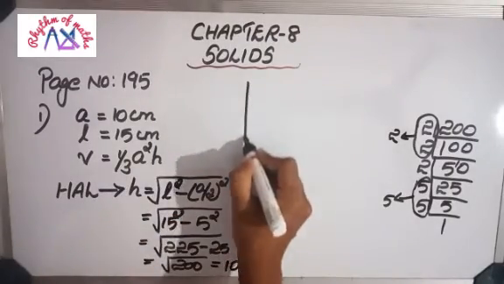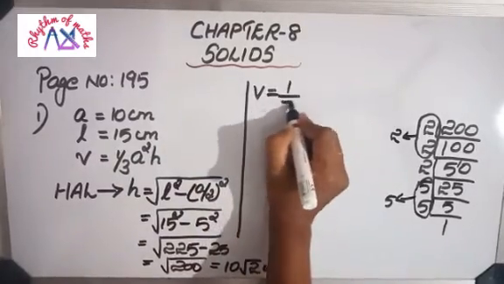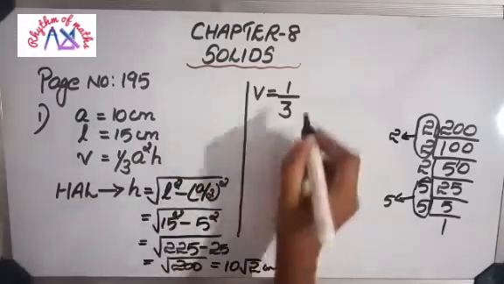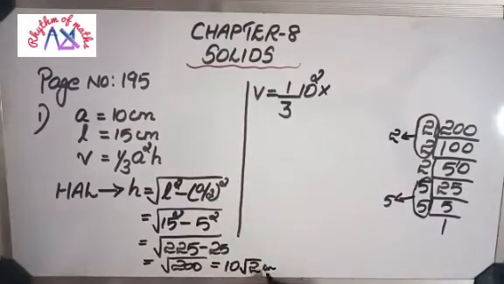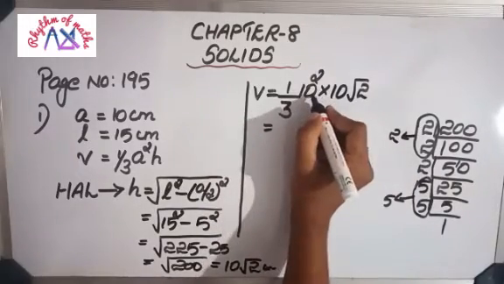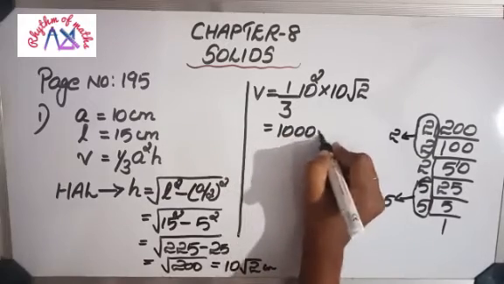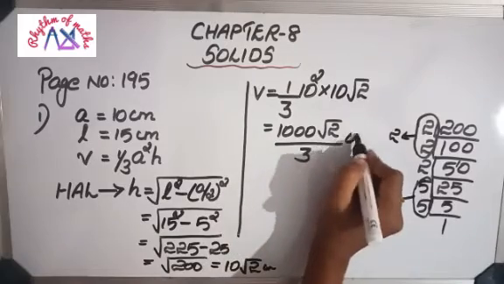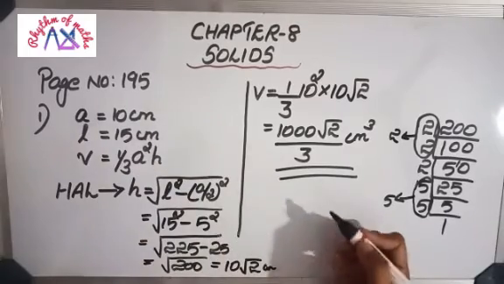After that, what do we need to find? We have to find the volume. So volume equals 1 by 3 a square h. The equation we have already written here. a is 10, so 10 square into h. h is 10 root 2, so 10 root 2. Now 10 square is 100. 100 into 10 is 1000. So 1000 root 2 by 3. No more simplification needed, you can stop here. Centimeter cube. This is the volume of this particular square pyramid.